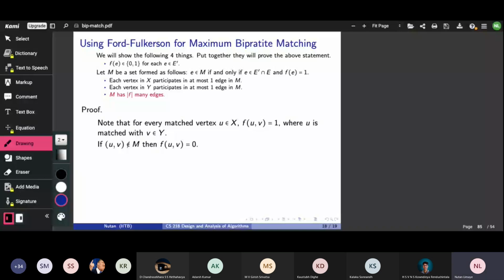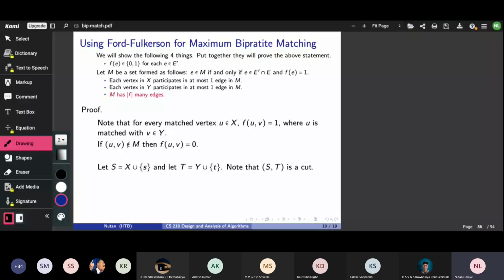So firstly, note that every matched vertex U in X has f of uv equal to 1. That is how we defined the matching M anyway, where U is matched with V. If U is matched with V in the set M, then f of uv is 1. If uv is not in the matching, then for such an edge f of uv is 0. So this is how we have defined the set capital M.